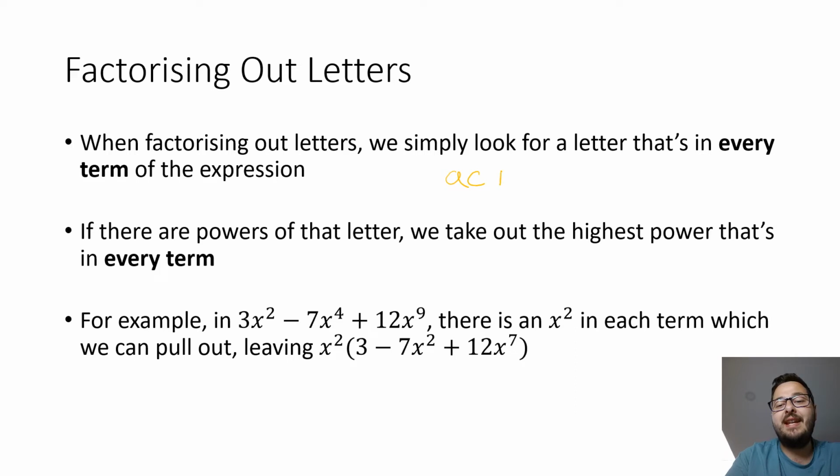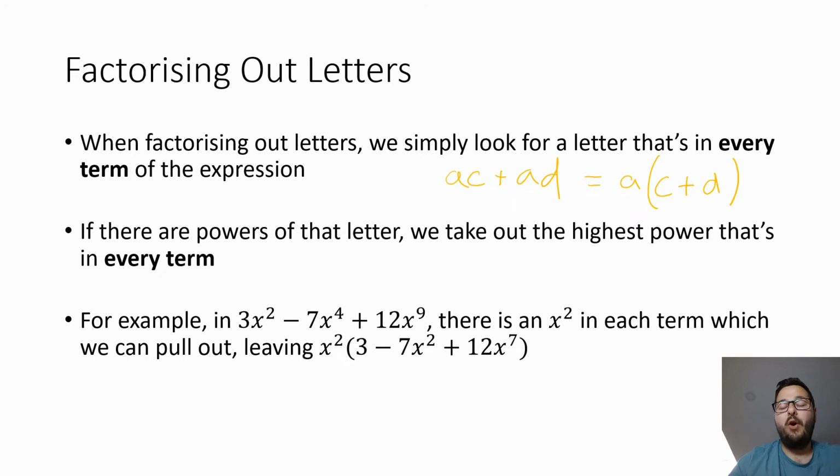So AC plus AD, you can see that there's an A in both, so you can write A, brackets. Well, if I divide AC by A, I'm just left with C, and if I divide AD by A, I'm just left with D.